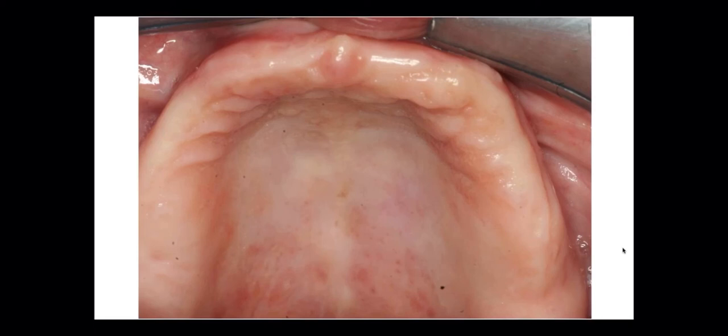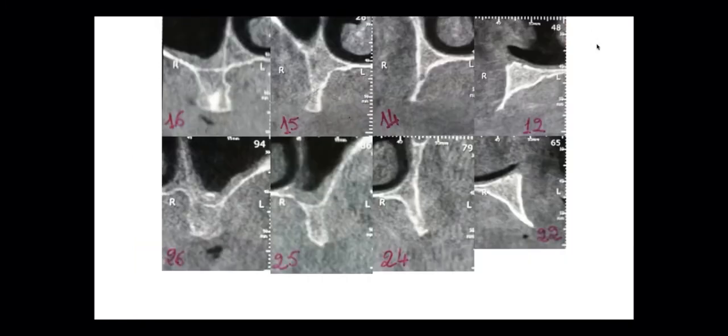Okay, so the bone width in the upper jaw and the lower jaw was not more than 1 millimeter of width. So we had to create a lot of width in the upper and in the lower jaw. And this is what was done. So in the upper jaw, you see the 3D.